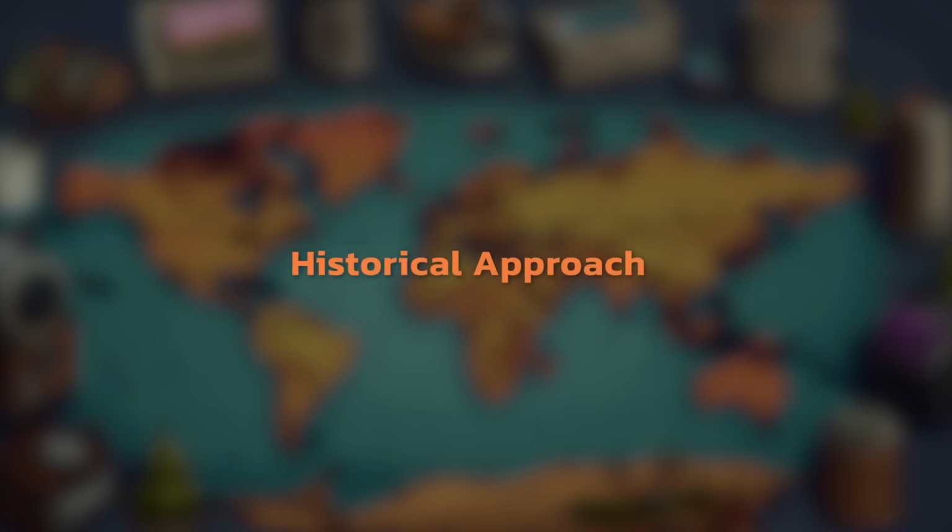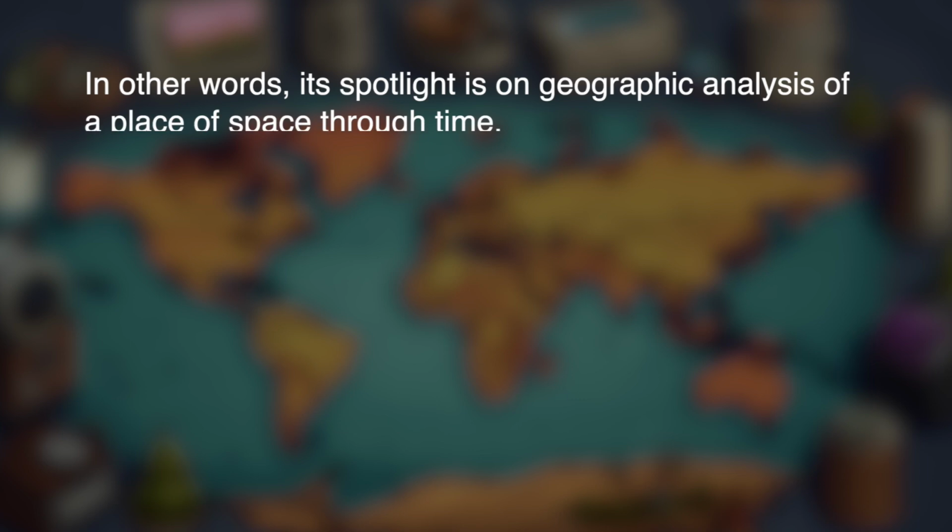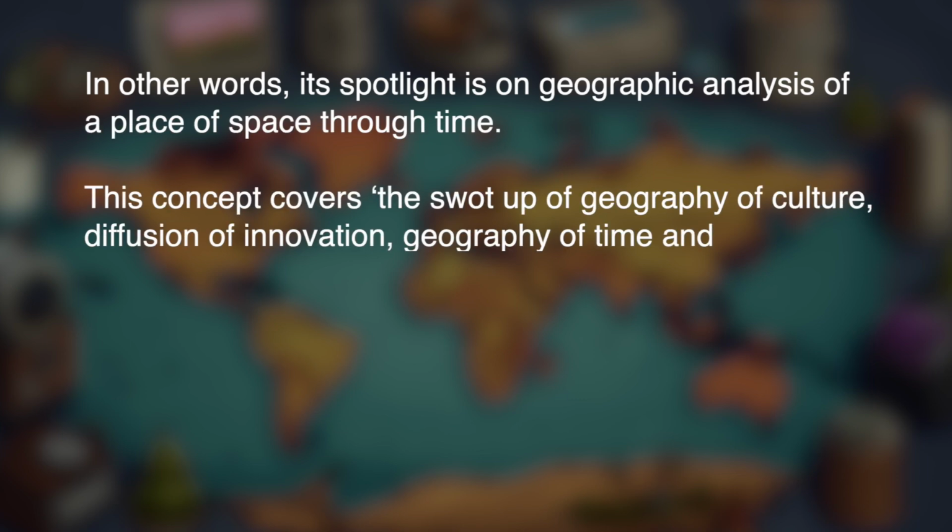Historical approach. The historical approach symbolizes the temporal trend or the directions of growth stages. The processes, understood as a set of roles which remodel map forms over a period of time, are analyzed in this approach. In other words, its spotlight is on the geographic analysis of a place or space through time. The concept covers the study of the geography of culture, diffusion of innovation, time geography and the process-form approach.